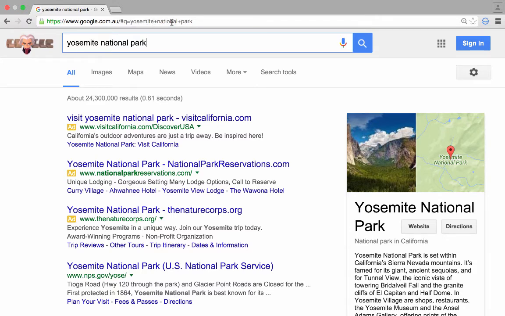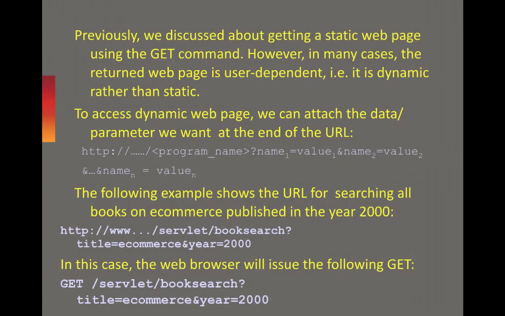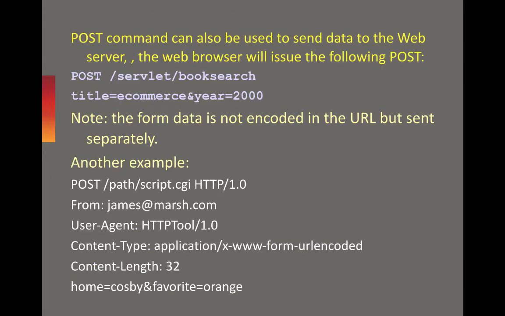So the GET request will be GET space and then q equals Yosemite plus National plus Park. The information that's entered by the user in the form will be sent over to the server using this type of GET request. Instead of a GET request where the names and values are all part of the URL, we might make use of what is called a POST request.